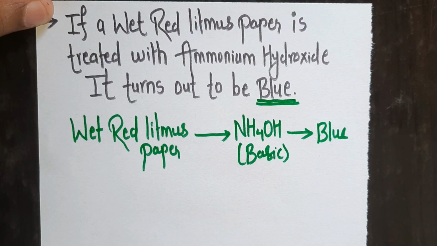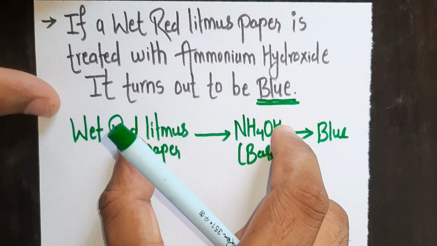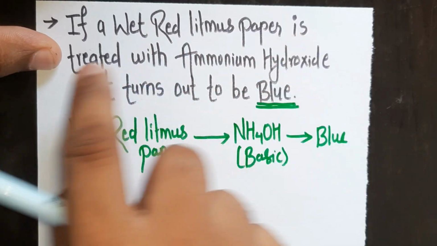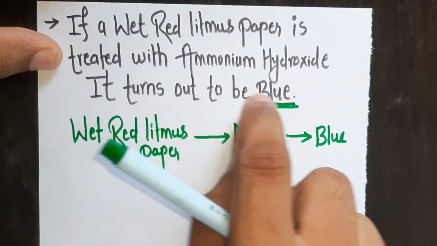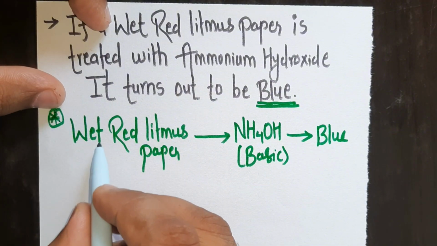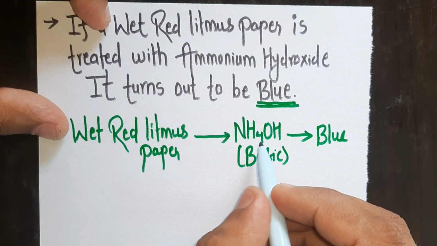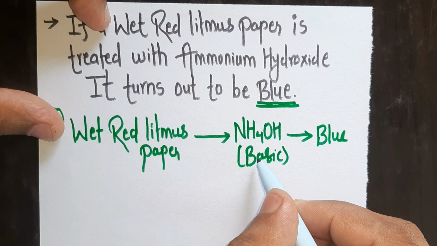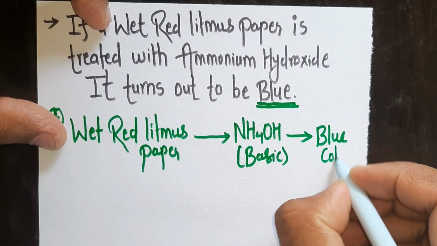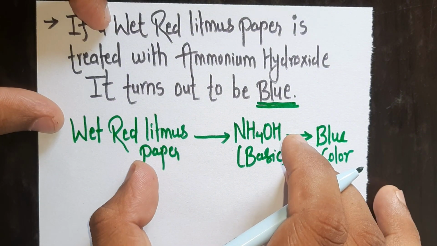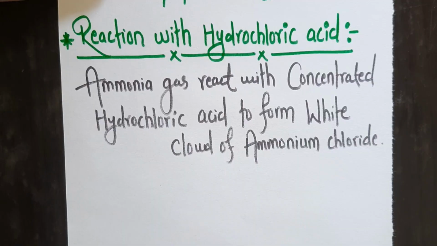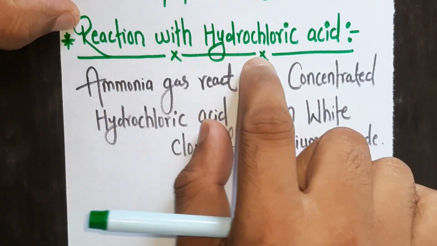Okay, I presented here the systematic and proper way of writing. See here, if a wet red litmus paper is treated with ammonium hydroxide, it turns blue. And in flowchart form also, you need to mention in your examination: wet red litmus paper, when treated with NH4OH, which means basic in nature, will always convert into blue color. Okay, can you understand this? Litmus paper test means this for ammonia gas.